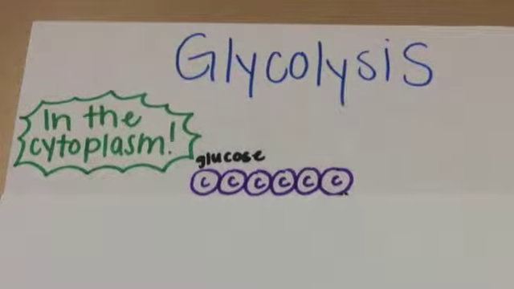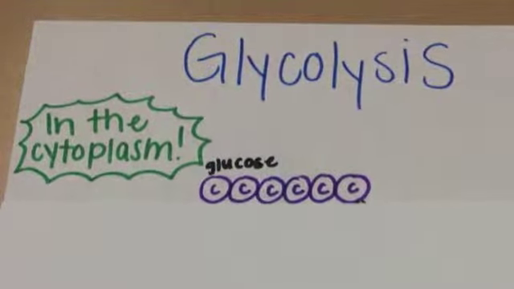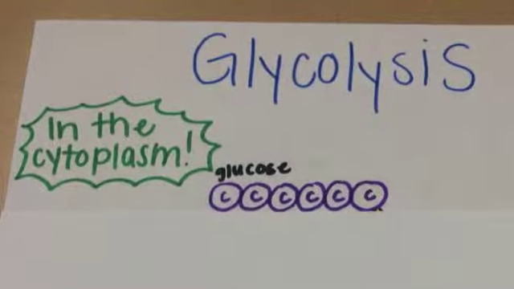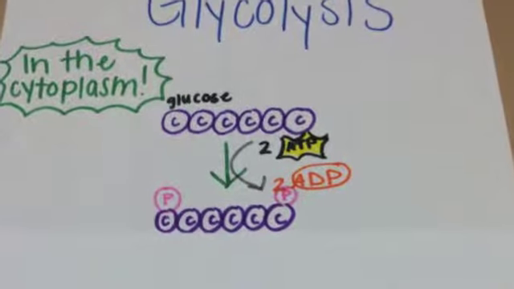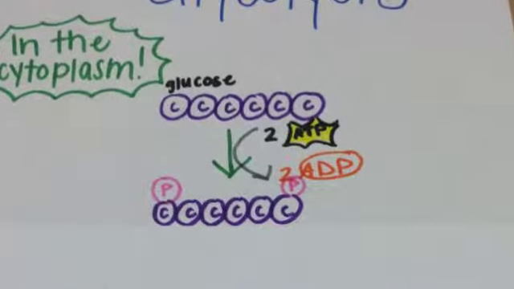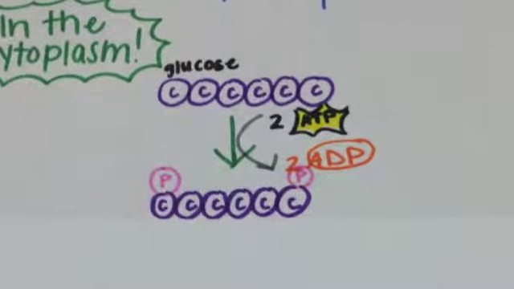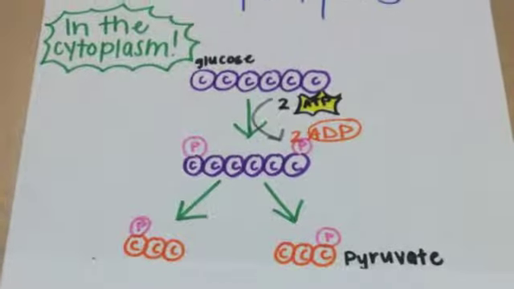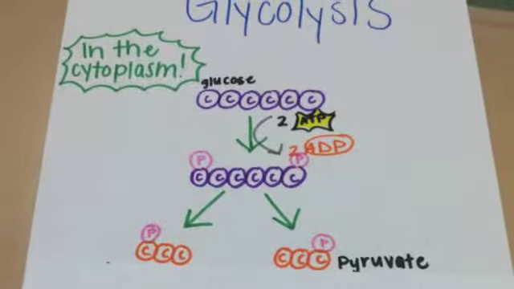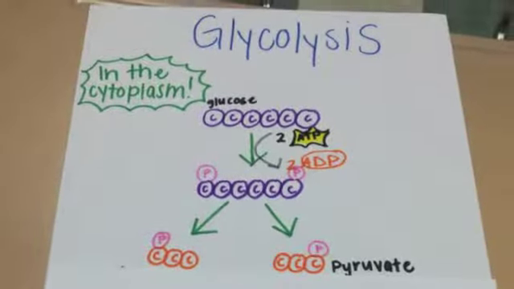Glycolysis is the first step in cellular respiration and occurs in the cytoplasm of the cell. A glucose molecule is present. 2 ATPs come and give one of their phosphate groups to the glucose molecule. The 2 ATPs then become ADPs. Once the phosphates from the ATP attach to the glucose, the 6-carbon molecule turns into 2 3-carbon molecules.